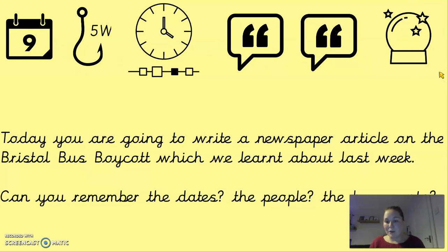So the newspaper article that I want you to start today, and we're going to write this over 2 lessons, is about the Bristol bus boycott, which we learned about last week in history. So have a little think to yourself. Can you remember the dates of the boycott? Can you remember the people that were involved? And can you remember the key events of what happened? Pause this video, make some notes. You can either use your planning sheet if you've got that ready, or just jot down some notes on a piece of paper beside you. And then when you're ready, start up the video again and I will give a recap.